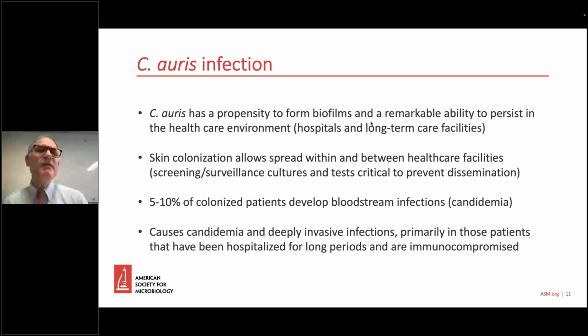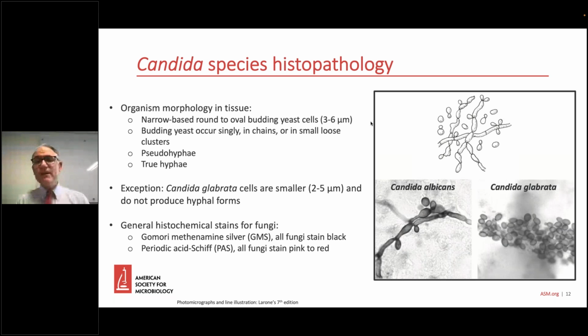So I want to tell you a little bit about Candida now and Candida auris. So before I do that, launching into the diagnosis, I want to talk about histopathology. And so what I'm showing you here is a line illustration and photomicrographs of Candida in tissue. So the morphology of Candida in tissue, we often see narrow-based round to oval budding yeast cells.